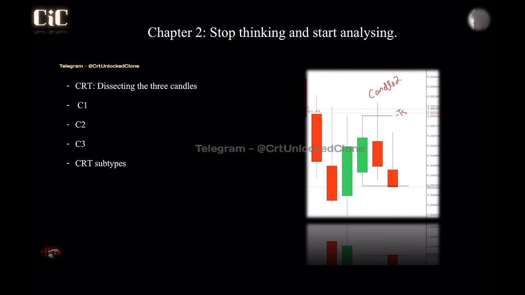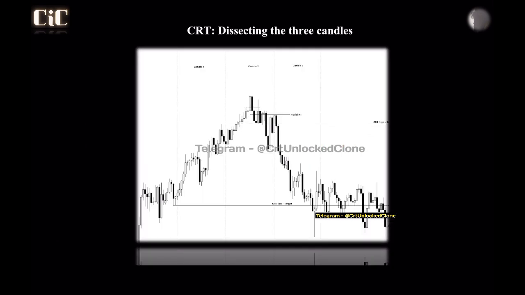Dissecting the three candles, C1, C2, C3, and CRT subtypes. Candle 1, candle 2, candle 3. This is the shape of an ideal CRT trade. All right?